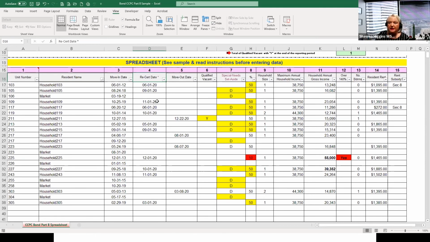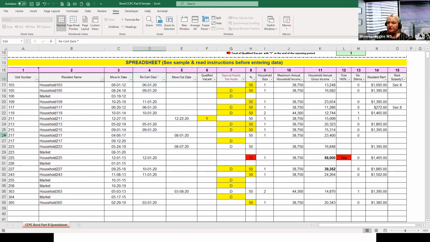But as you can see, this one, it looks like it kind of stayed true to when they first moved in, their move-in date. And then you're going to do the move out. And when you do the move out, you're going to want to give us an idea of what happened to that unit. So for instance, I put on here that unit 223, they moved out and a market unit moved in. That market unit didn't have a disabled set aside, so I just wrote market in there.